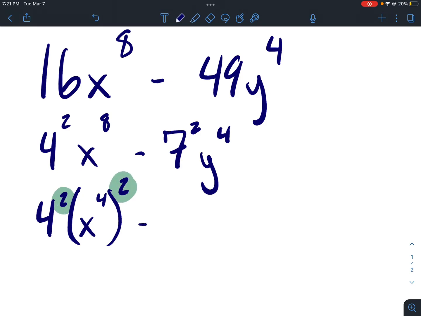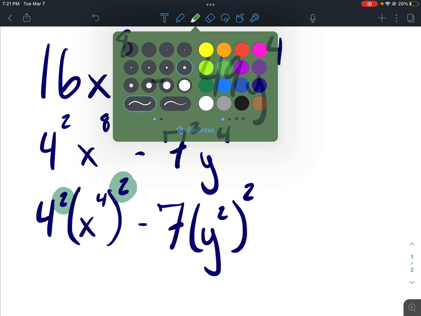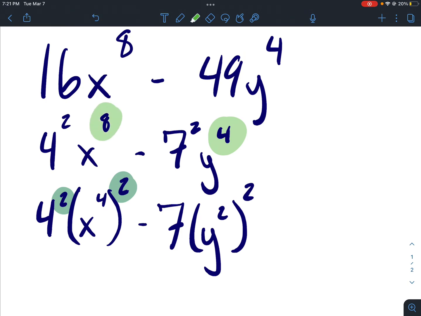I'm going to do the same thing off to the left. I have y squared squared. Because all I'm doing is I'm taking this exponent and dividing it by 2. And whatever's left over gets brought down to the inside. Now what we could do is, like I said, the quote-unquote factoring out step.